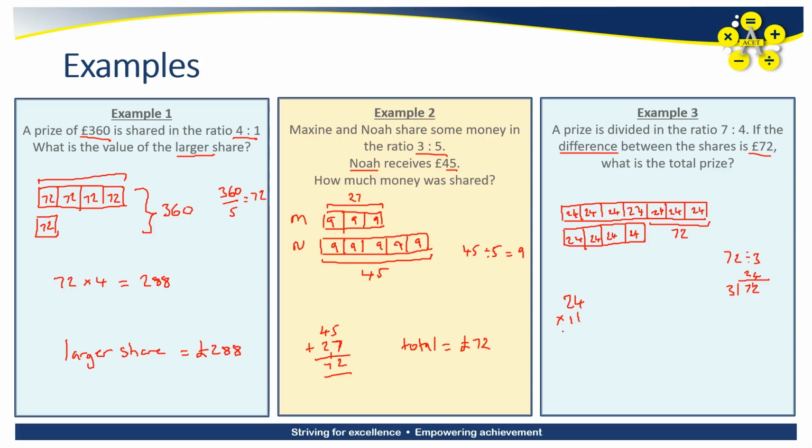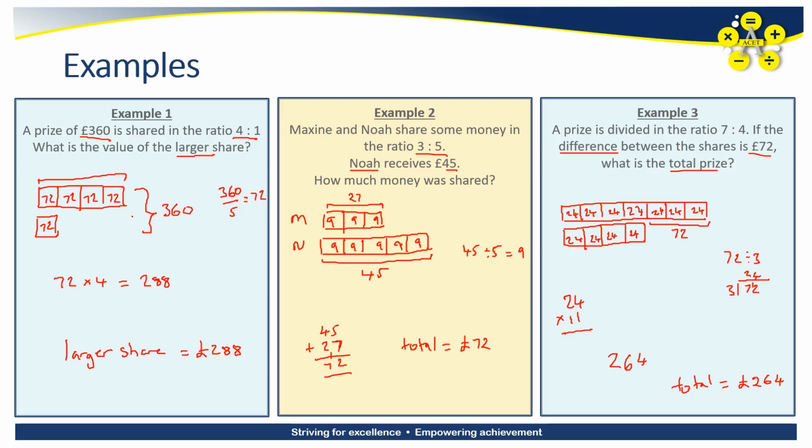Now you could use column for that. If it was a calculator paper, you could use a calculator. But I know when I multiply by 11, you open it out and you add the digits inside. So 24 times 11 is 264. Going back to the question, what is the total prize? The total is £264.